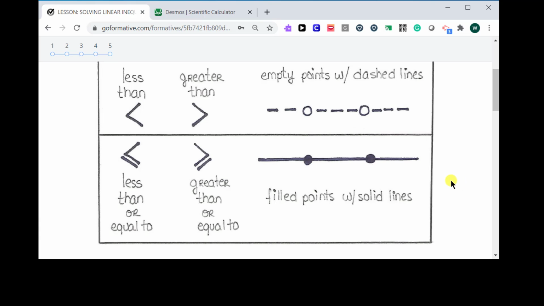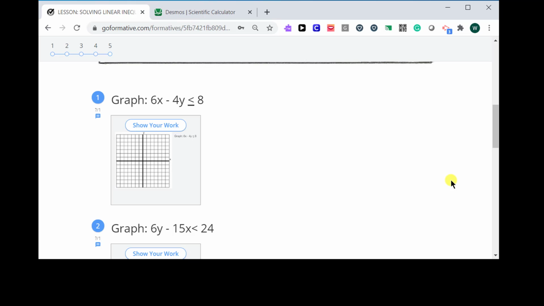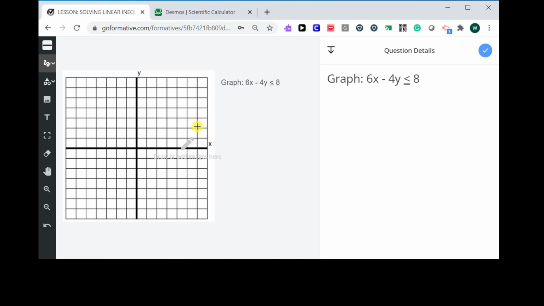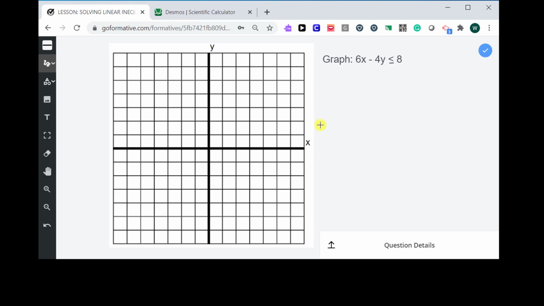Okay, let's go ahead and begin by doing the first example. So here's our first example. We're going to click on Show Your Work. And once you open, you'll see the problem there. You can make them bigger by clicking on the down arrow. That way you'll see the graph much bigger and the problem here on the side.